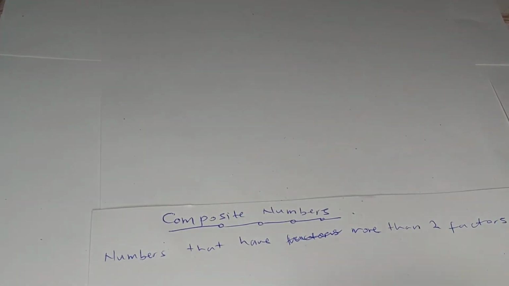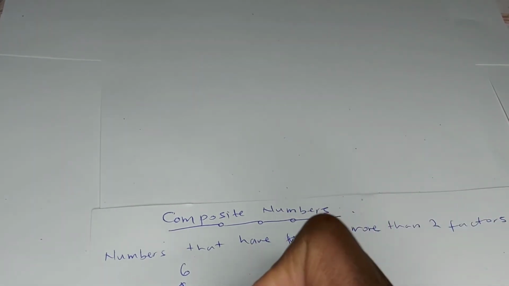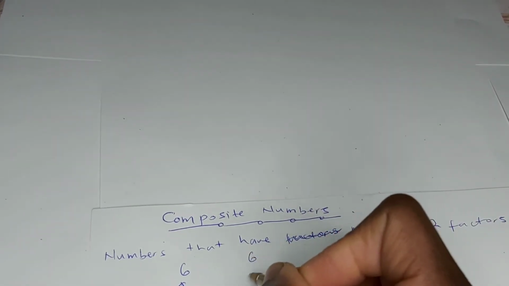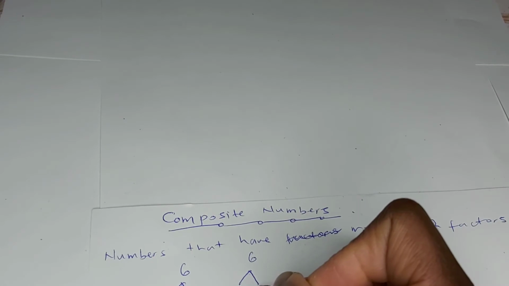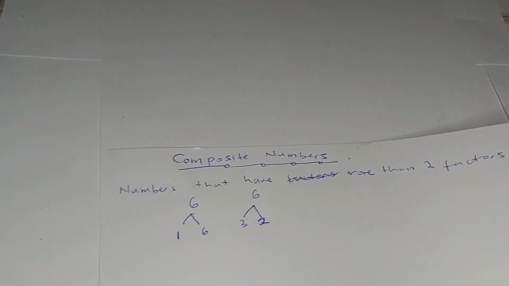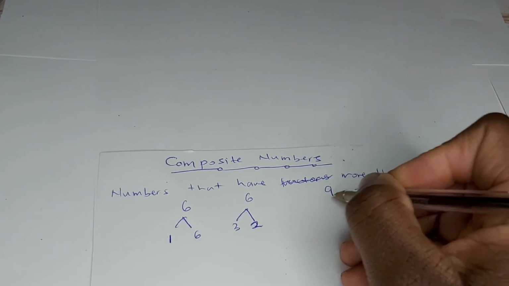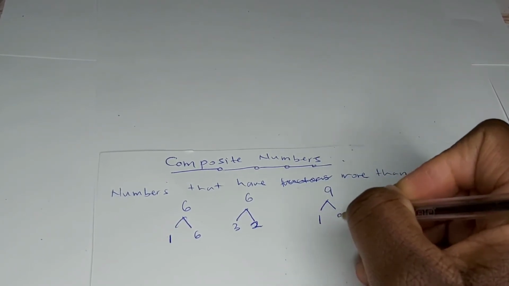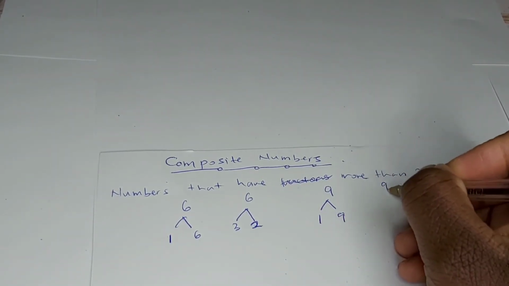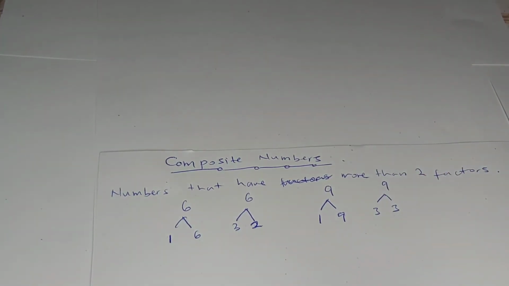Take number 6. We have 1, 6, and then we have 2 and 3. So we can say that 6 is a composite number. When we consider a number such as 9, we have 1 and 9, and we have 3 and 3. So we can say that 9 is a composite number.